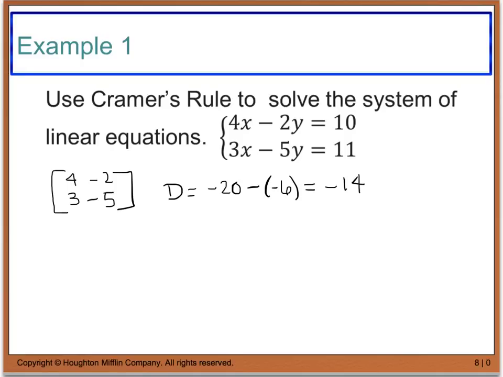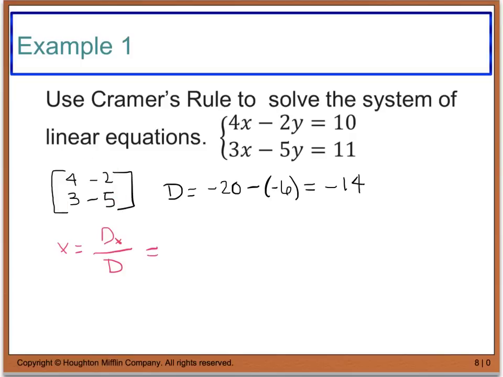I now have to go in, and I'm given that x1, or in this case I'm just going to call it x, is equal to Dx divided by D. These D's are really your determinants. So I'm going to say the determinant of matrix x divided by the determinant of my coefficient matrix. And this right here is my coefficient matrix.